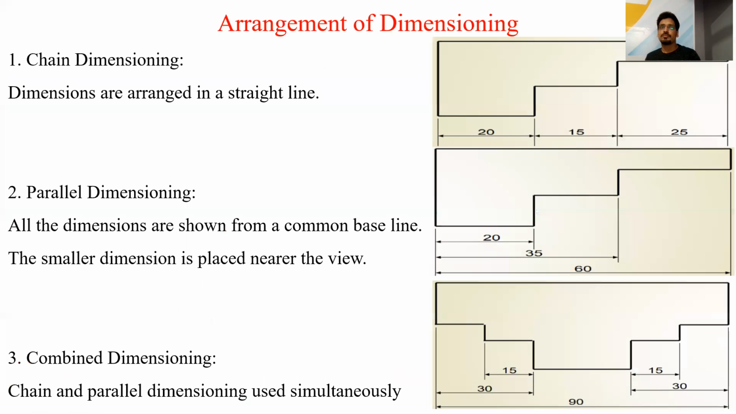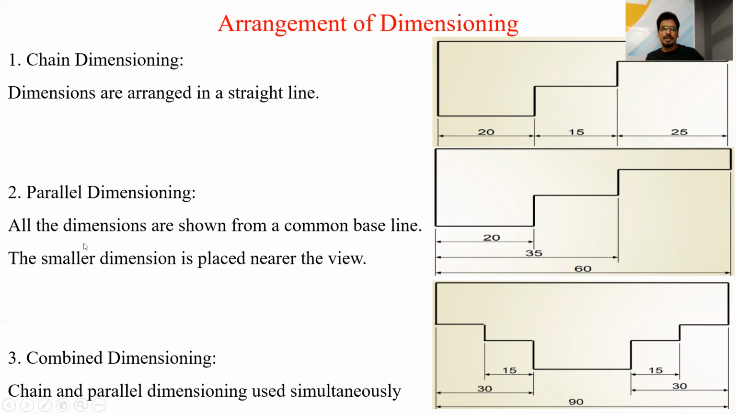Next is arrangement of dimensioning. So there are three arrangements of dimensioning. First one is the chain dimensioning, second one is the parallel dimensioning, next is combined dimensioning. First, chain dimensioning means dimensions are arranged in a straight line. For example, in this figure we can see that all the dimensions are arranged in chain form. The first dimension, and after that this is the second dimension, and this is the third dimension.